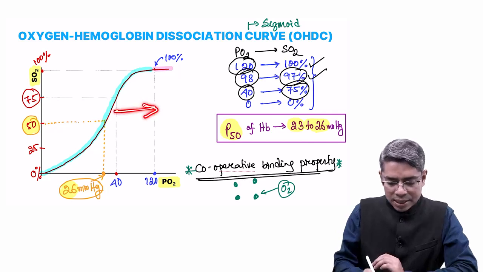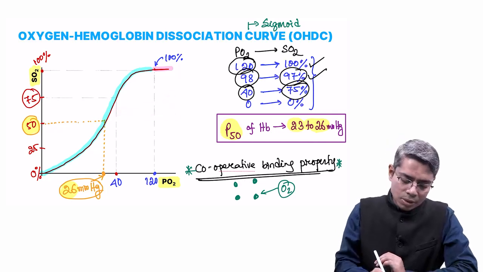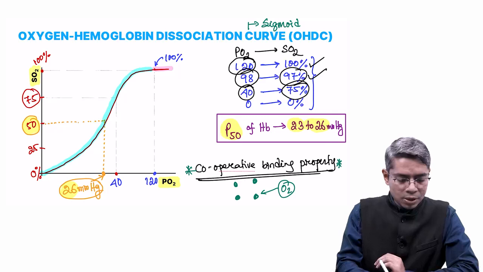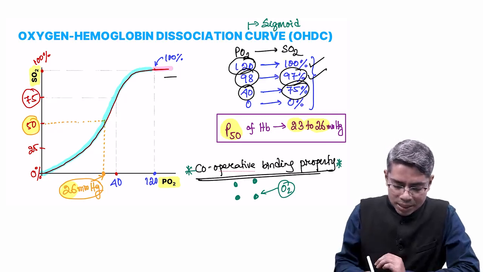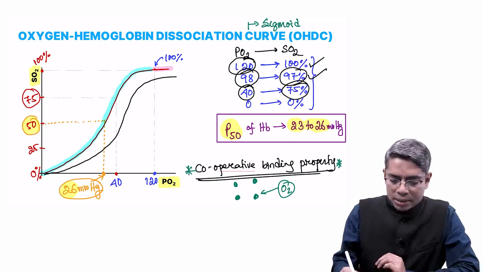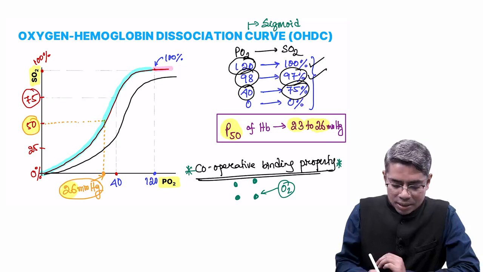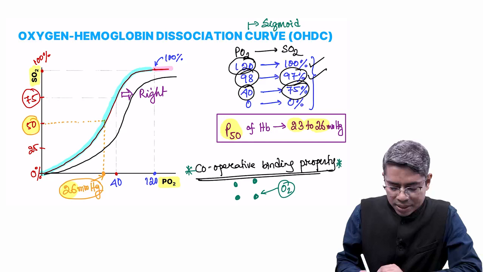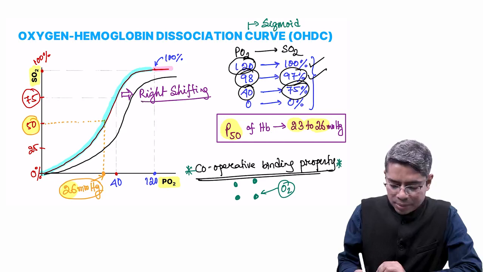Now, sometimes this oxygen hemoglobin dissociation curve can be shifted to the right hand side, meaning it is shifted in this direction, and this is known as the right hand side shifting, or the curve can be shifted to the other side, which is known as the left hand side shifting. If the curve shifts to the right hand side, the shape of the curve remains as it is, but the curve shifts parallelly to the right. So this is known as the right sided shifting of the curve.